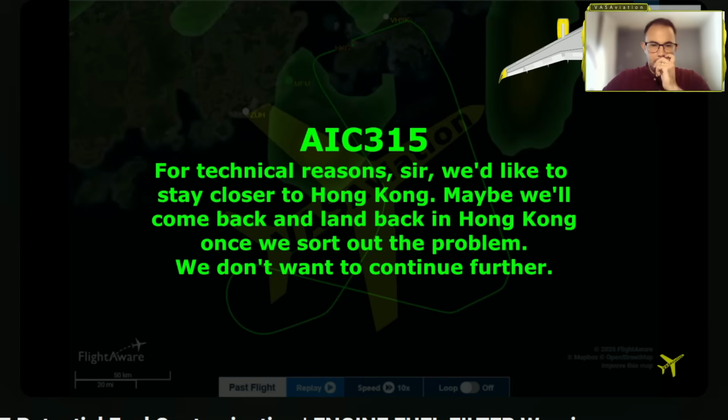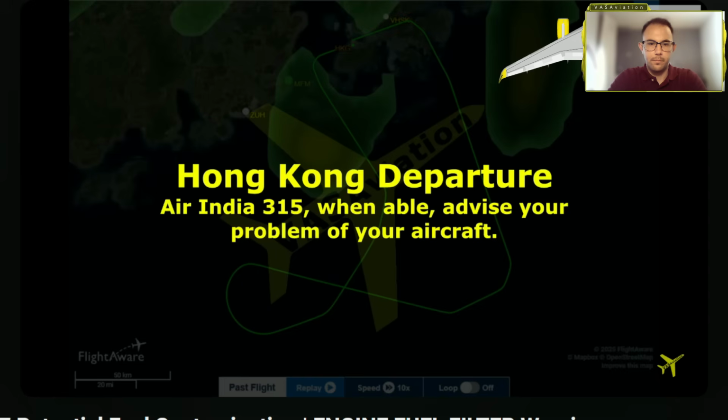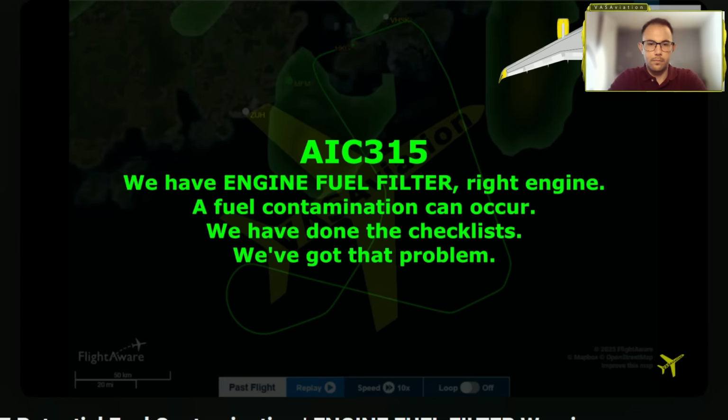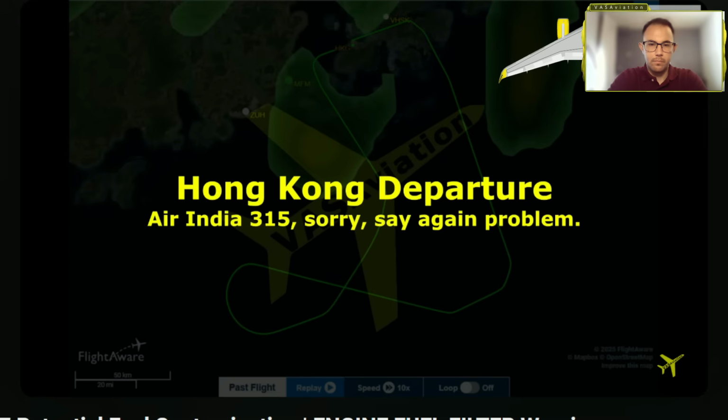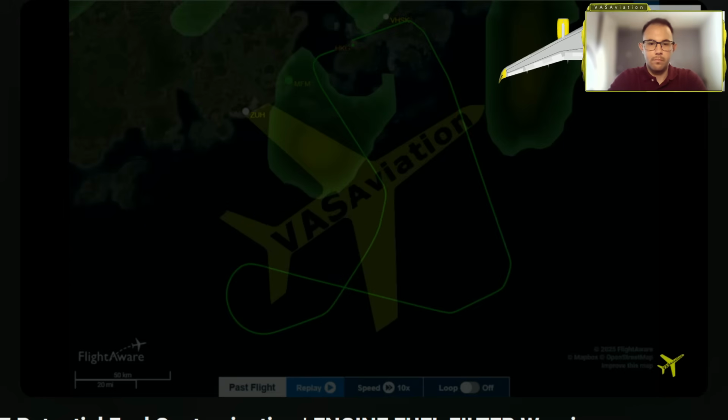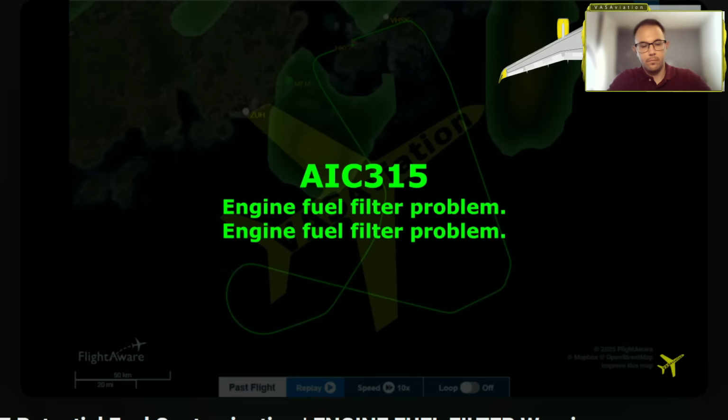Technical reasons, sir, would like to stay closer to Hong Kong. Maybe we will come back and land back into Hong Kong once we sort out the problem. We don't want to continue further. If I am able to advise the problem of the aircraft, we have engine fuel filter right engine, and it says contamination can occur. We have done the checklist. We sorted out the problem. And the AI315, so we say again the problem. Engine fuel filter problem.